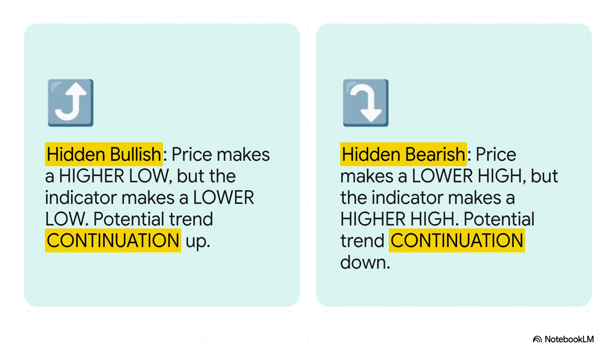And then there's this, which is a bit more advanced, but wow, is it useful. This is hidden divergence, and it's not about reversals, it's about trend continuation. So in an uptrend, the price pulls back and makes a higher low. That's a healthy sign. But the indicator makes a lower low. This is often the market's way of telling you this is a buy the dip opportunity, suggesting that the main trend is about to kick back into gear.